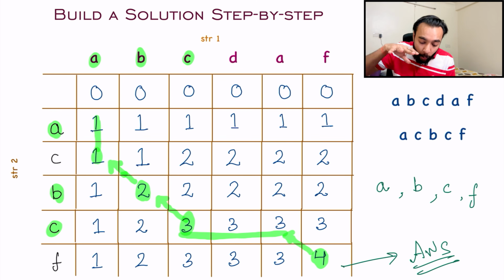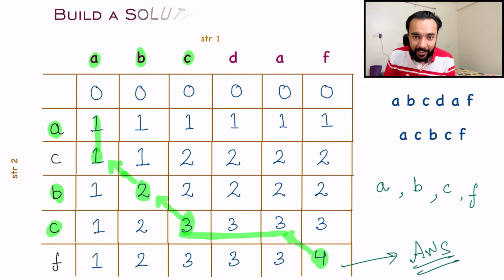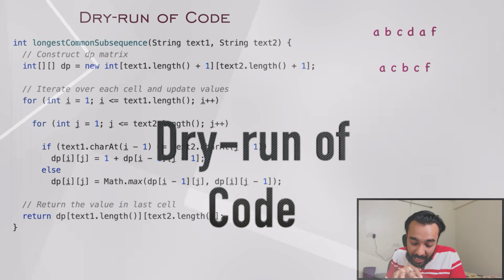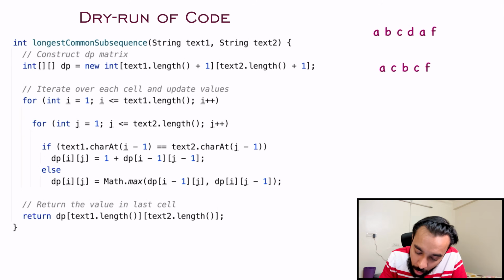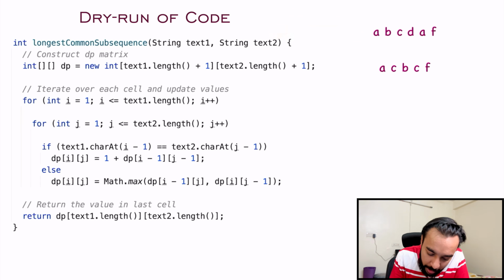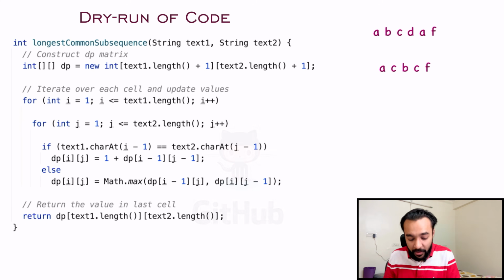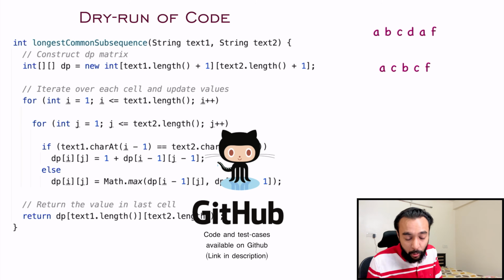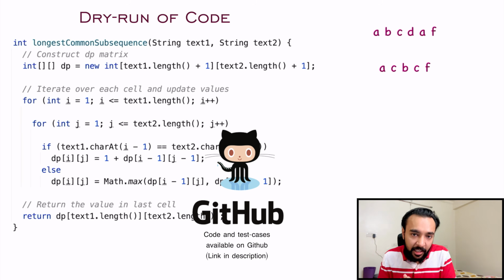And now to quickly summarize it, let us do a dry run of the code so that you understand how it is actually working. On the left side of your screen, you have the actual code to implement this solution. And on the right, once again, I have my 2 sample strings that are passed in as input parameters to the function longest common subsequence. Oh, and by the way, this complete code and its test cases are also available on my GitHub profile.